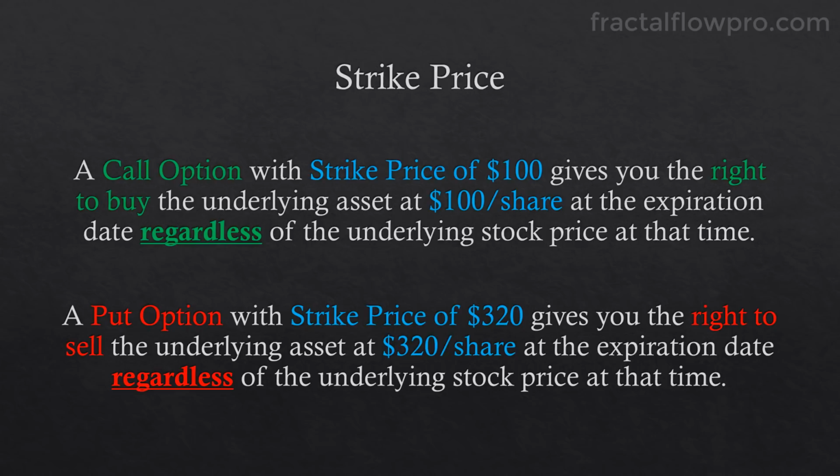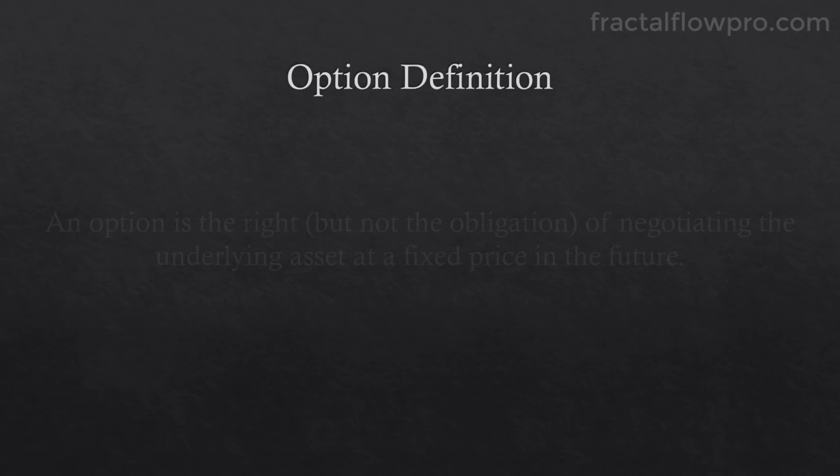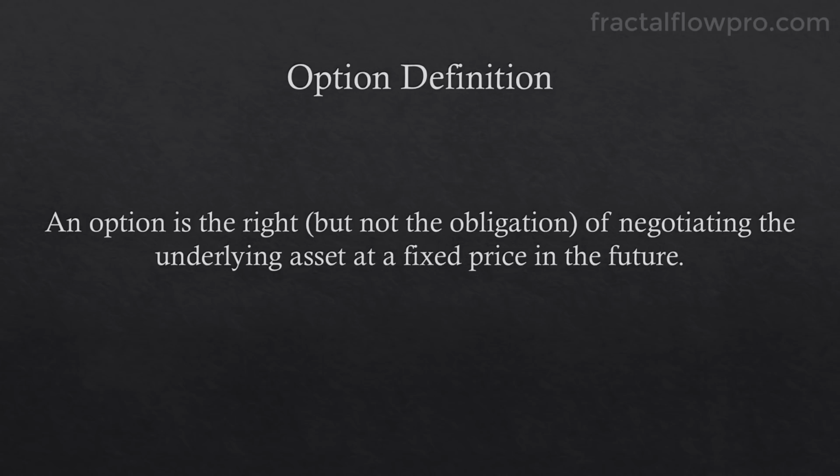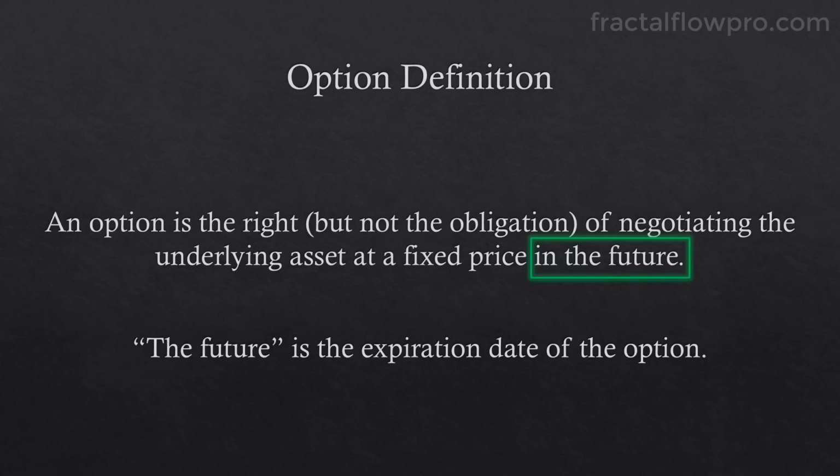Notice once again that when you buy an option, you are buying the right to do something, but I will expand more on this in just a little bit. The last part of the statement that defines an option relates to the expiration. An option gives you the right but not the obligation of negotiating the underlying asset at a fixed price in the future. The expression "the future" relates to the expiration date of the option.